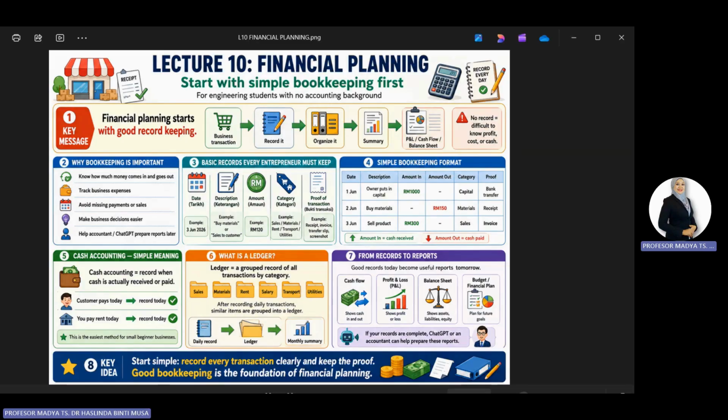Before we can calculate a profit, before we can prepare a cash flow, and before we can produce a profit and loss statement, we must first have proper records. Without records, we are only guessing. We may feel that the business is making money, but actually we may be losing money. And we may think that sales are high, but we may forget the cost of materials, transport, packaging, rental, salary, or any online platform charges that we are using.